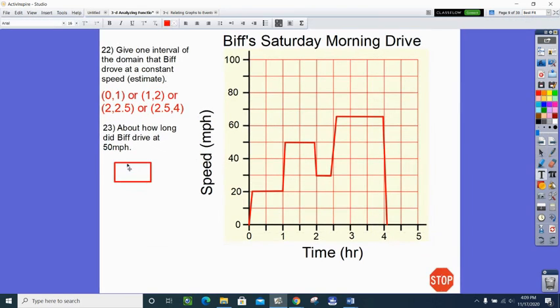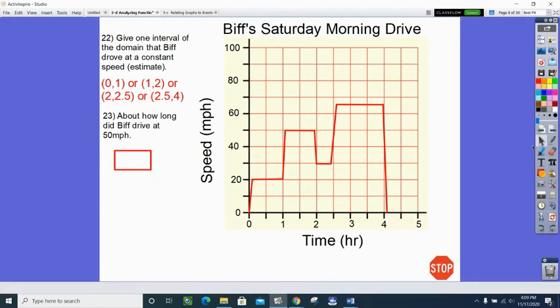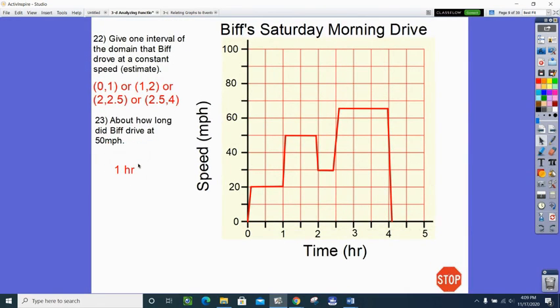And it's about, whoops, here we go again, Mrs. Woodruff, you're messing up left and right today. That would be about an hour from 1 to 2. Here's your 50 right here. And it's just under an hour that he drove at 50 miles per hour.